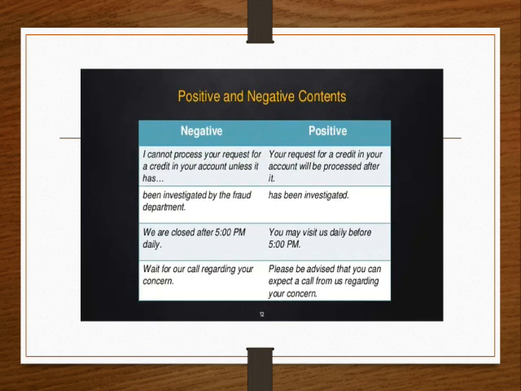Positive and negative contents. In negative content: I cannot process your request for a credit in your account unless it has been investigated by the fraud department. In positive: your request for a credit in your account will be processed after it has been investigated. We are closed after 5 p.m. daily. You may visit us daily before 5 p.m. Wait for our call regarding your concern. Please be advised that you can expect a call from us regarding your concern.